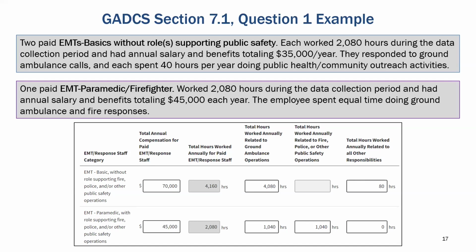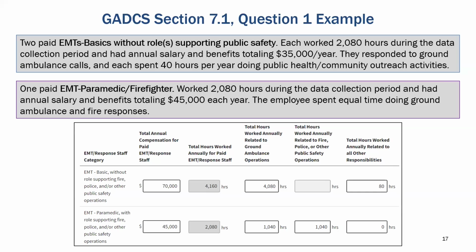This organization also has a paid paramedic/firefighter who's categorized as an EMT paramedic with a public safety role. She receives total compensation of $45,000, including salary and benefits, and worked 2,080 hours during the year. This employee spent all of her time either responding to ground ambulance or fire calls for service.